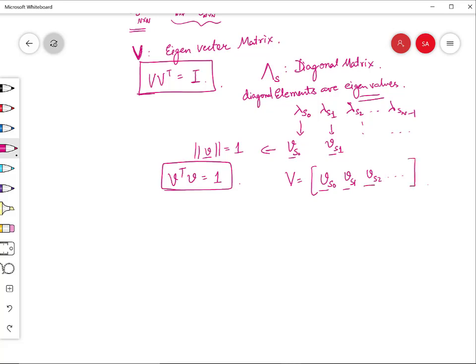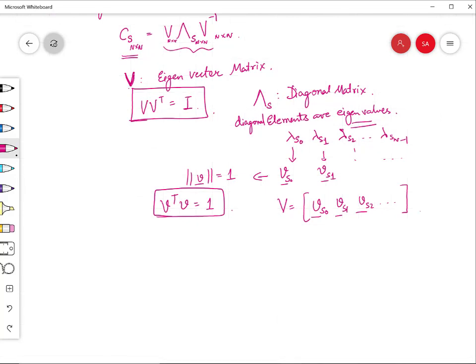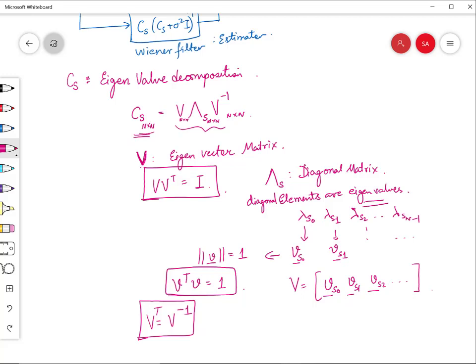There are other properties of this eigenvector matrix V. The other property is that V transpose is equal to V inverse. So we have this Cs, which is a symmetric square matrix, and it can be written in the form V times lambda S times V inverse, where V is the eigenvector matrix and lambda S is the diagonal matrix.